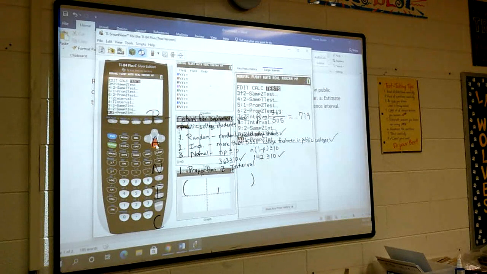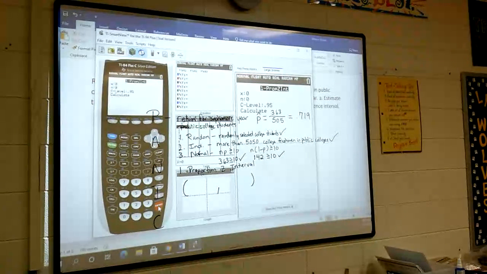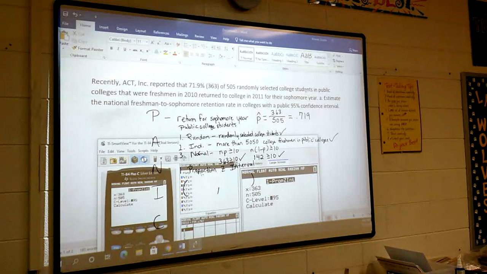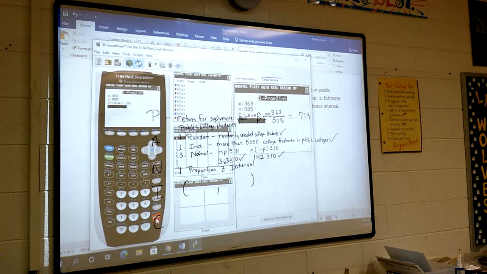There it is, letter A. And it asks us what X is. X is how many successes we had. We had 363. N is how big our sample size is, and that was 505. And C level is what we want our confidence level to be. The problem says, estimate the national freshman to sophomore retention rate in colleges with a 95% confidence interval. So we want our confidence level to be 0.95, 95%. And we calculate.